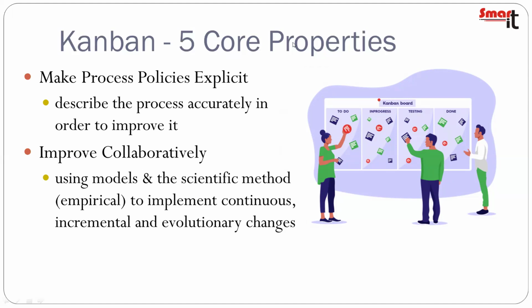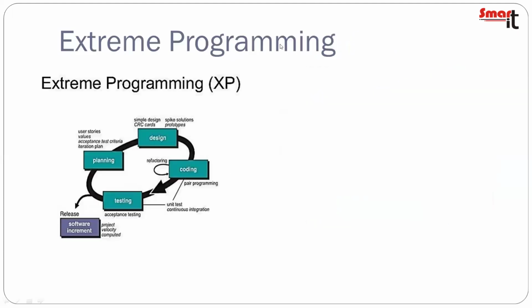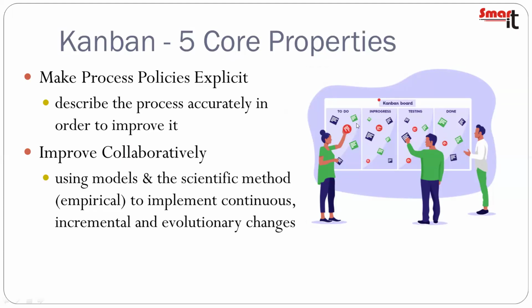Right. The last property is improve collaboratively. If it is an agile method, every time we are asked to do that. So improve collaboratively using models, maybe scientific methods or some technology, anything. You have to collaborate with the team and get good advantages from interactions with the other team members as well. Right. So those are the things about Kanban.